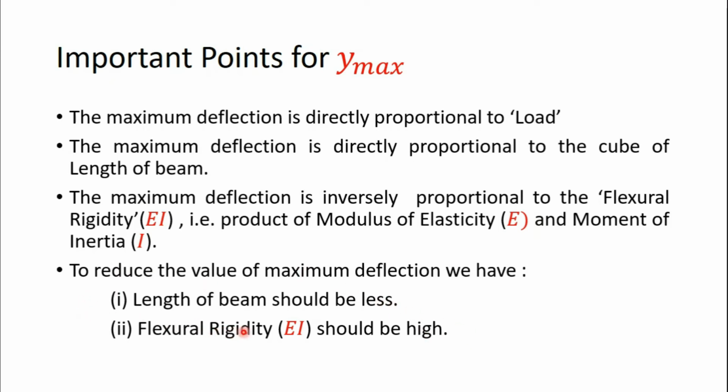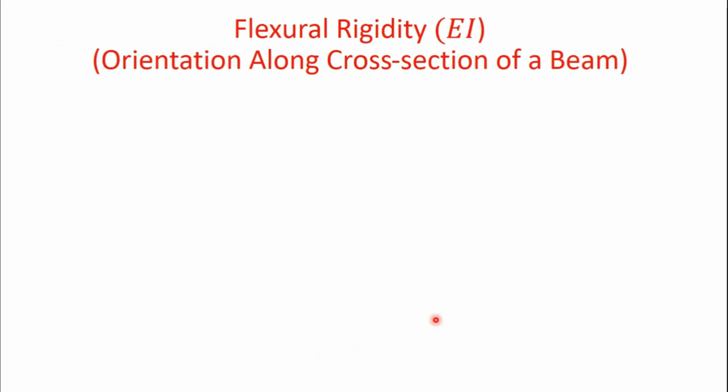You have to keep the length on the shorter side, or you have to use a shaft or beam of a shorter span or smaller length, and you have to increase the flexural rigidity. Increasing the flexural rigidity means increasing E and I, where E is the modulus of elasticity and I is the moment of inertia. The role of flexural rigidity, which I have already told, is very important while designing the beam.